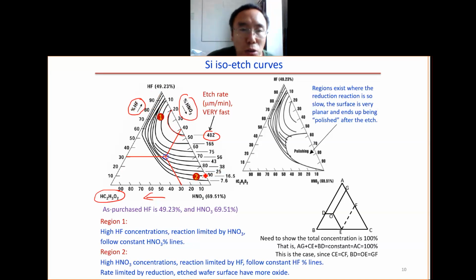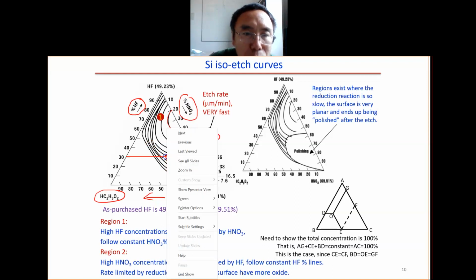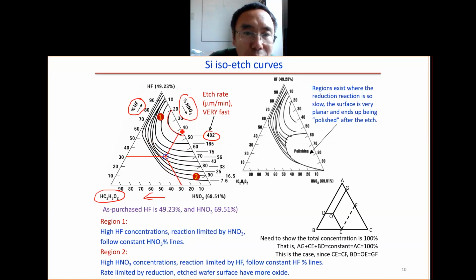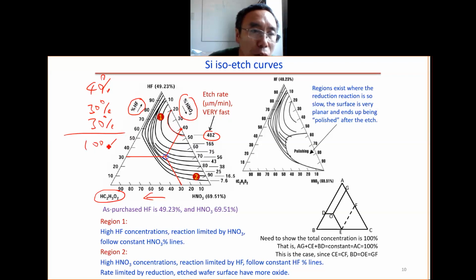So how to read this graph? For instance, if we talk about this spot here, you draw a line parallel to this axis, you get 40%. So we have 40% nitric acid. You draw a line parallel to this one, 30% acetic acid. And if you draw a line parallel to this line, you get 30% hydrofluoric acid. In total, you can see it is 100%.